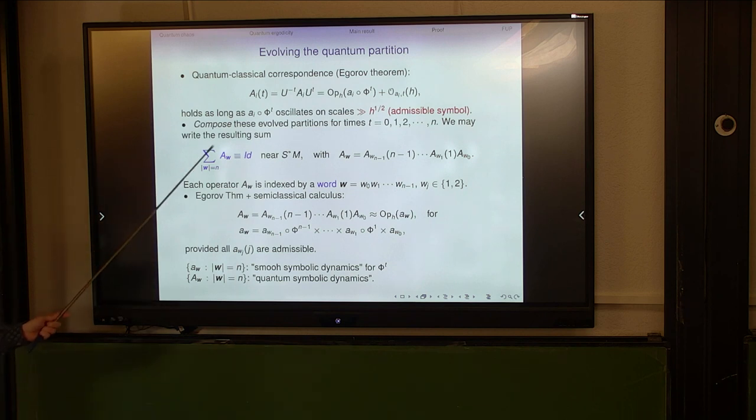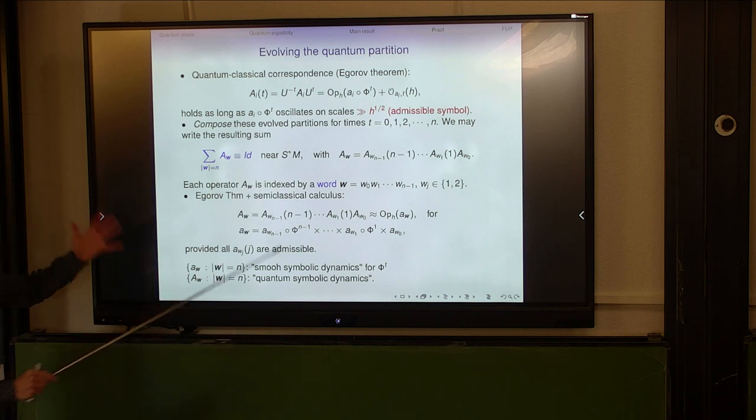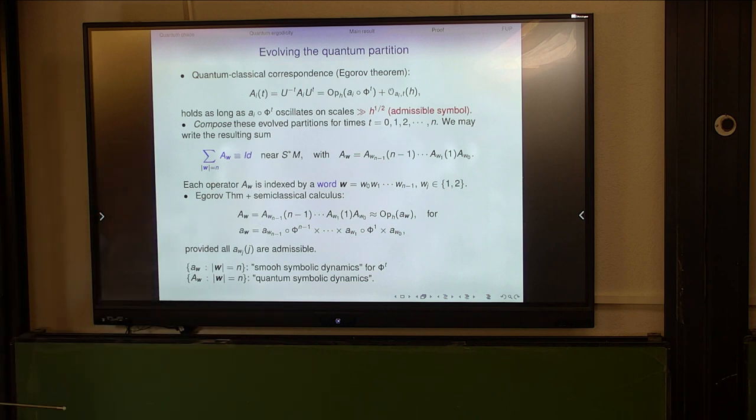For the moment, we have a whole family of partitions of unity. The idea, which was already used by Anantharaman, is now to compose, that is, to put together all these evolved partitions of unity. When I say compose, I mean I have operators. They are all bounded operators, so I can compose them, and compose discretely by taking discrete times. Then we look at this discrete set of partitions of unity and compose them.